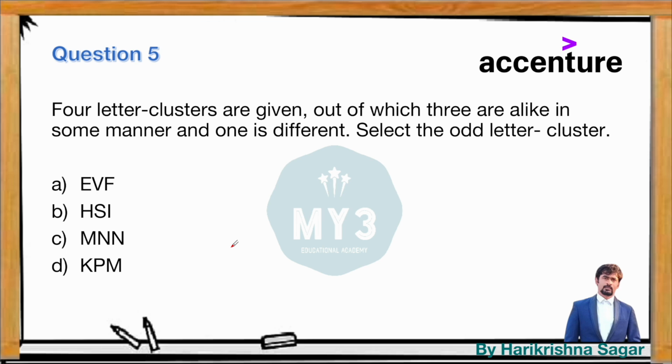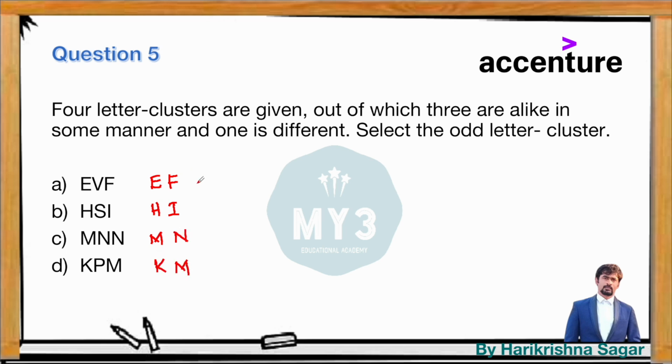Let's look at the next question. Find the odd one out here. So E, V, F, H, S, I, M, N, N, K, P, M. After looking at this, first and last letters if you look at. So first letter is E, last letter is F, E, F. And first letter is H, last letter is I, H, I in the sequence. First letter is M, last letter is N, M, N. First letter is K, last letter is M.